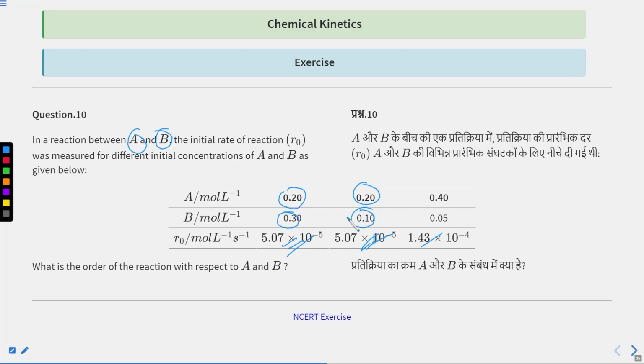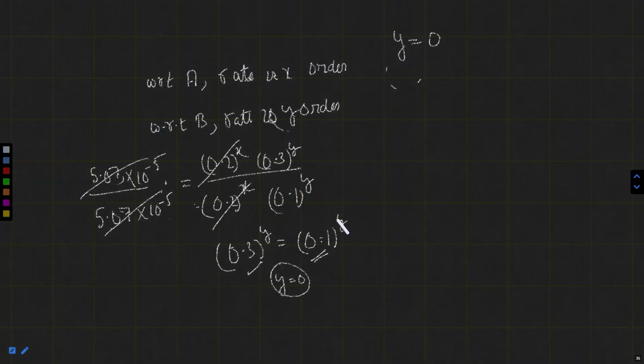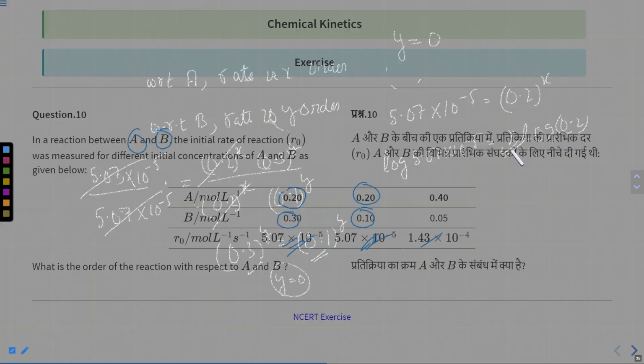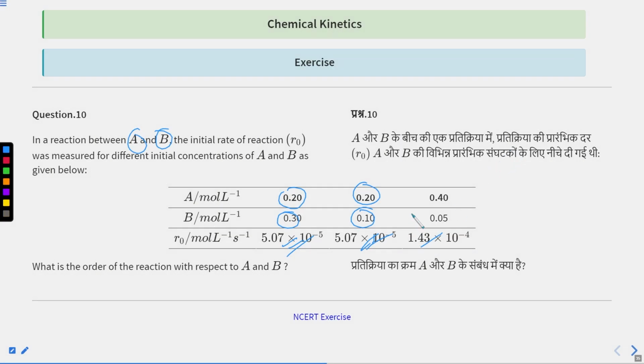Now, what will be the value of X? For this, you can take any of the equations. Suppose I am taking this 5.07 into 10 to the power minus 5. 0.2 to the X, and Y is 0, so that will give you 1. So I'm not putting that value. Take the log of it. The log of 5.07 into 10 to the power minus 5 equals X log 0.2. Just find it for X, you will get the final answer. Or you can do it in a different way also.